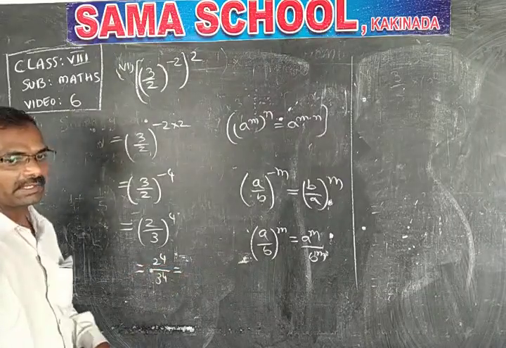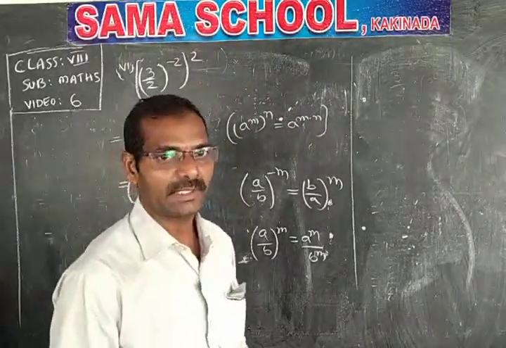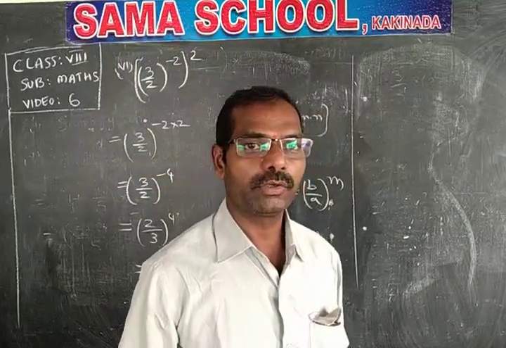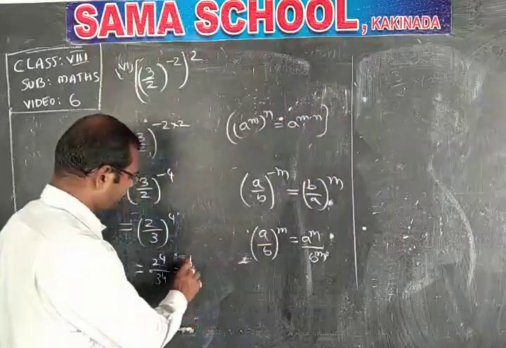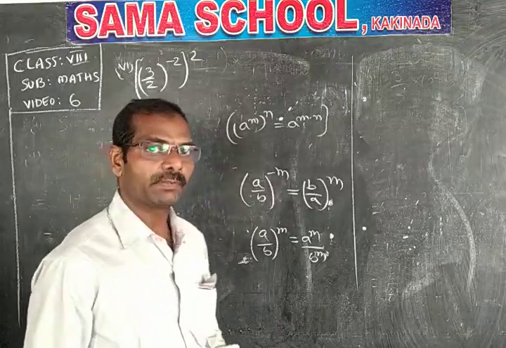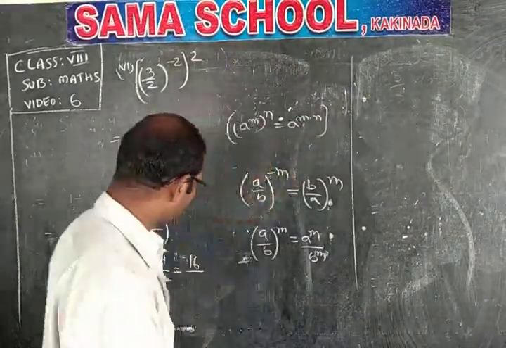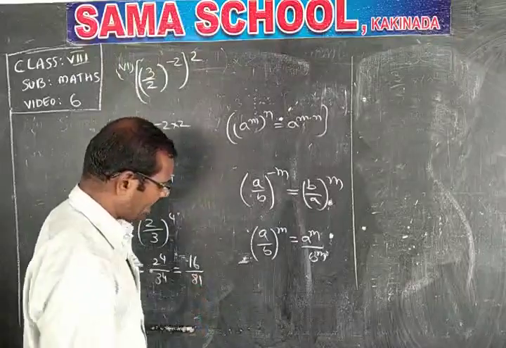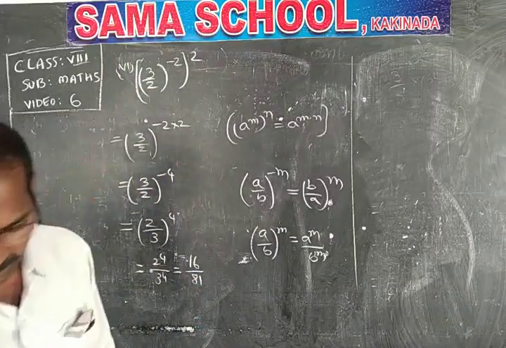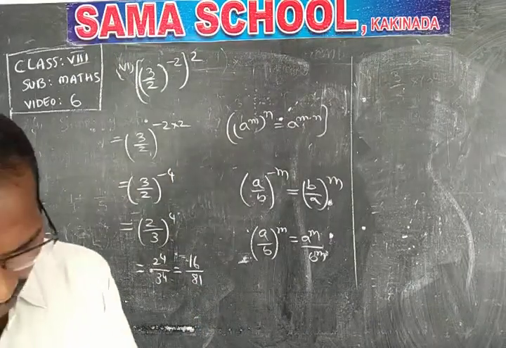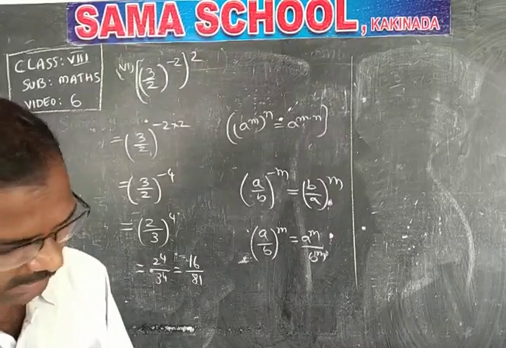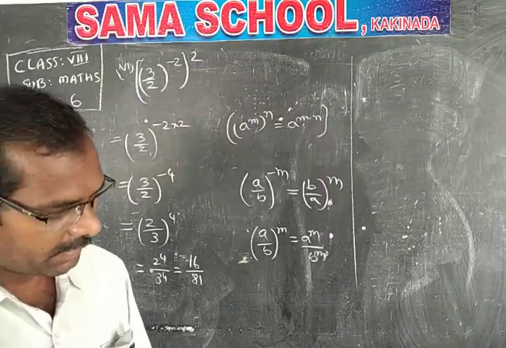2 power 4 means 2 should multiply 4 times, that means 2 into 2 into 2 into 2, that means 16. 3 power 4 means 3 should multiply 4 times, 3 into 3 into 3 into 3, that means 81. So the final answer is 16 by 81. Like that, we completed that Roman. Now let us see the next Roman.